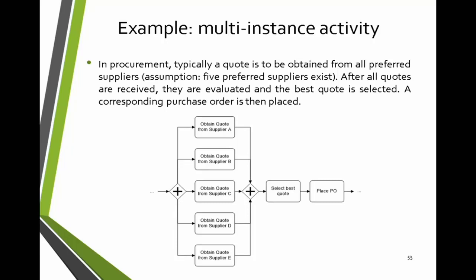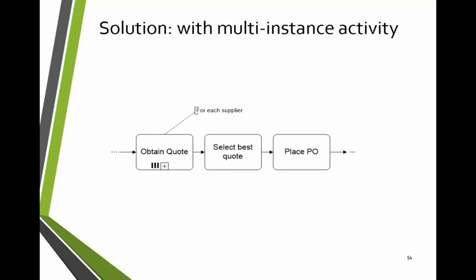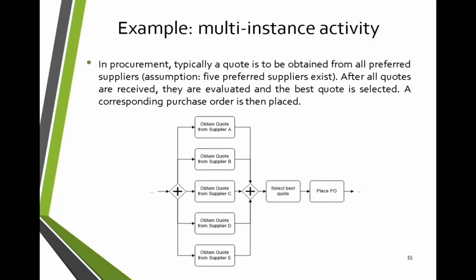This is an example where it is more convenient to use this multi-instance activity. A multi-instance activity, because this obtain quote activity, I modeled it as a sub-process, but it could also be just a task, is executed for an object, in this case a supplier, multiple times, and these multiple times that this is executed are not restricted, are not related to each other in time, right? So you can obtain quotes from supplier A, irrespective of when and how you obtain the quotes of the other suppliers.